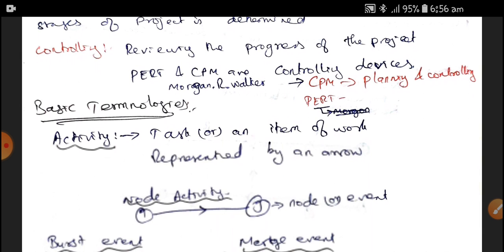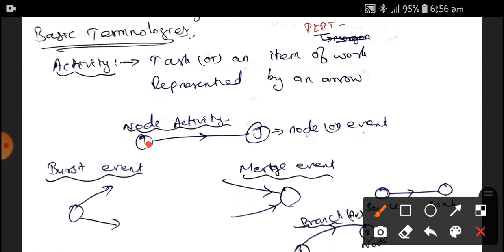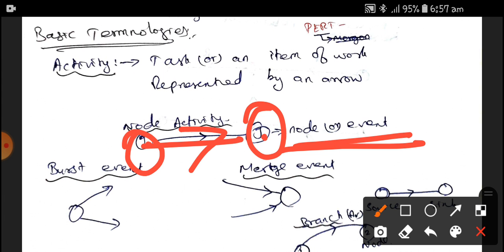Here the basic terminologies are the activities. We know what is meant by an activity. It is a task or an item of work. It is represented by an arrow. Here nodes 1 and 2 are the nodes, and this is called an activity. These nodes are called nodes or events. The transferring of a material from machine 1 to machine 2 is an activity.